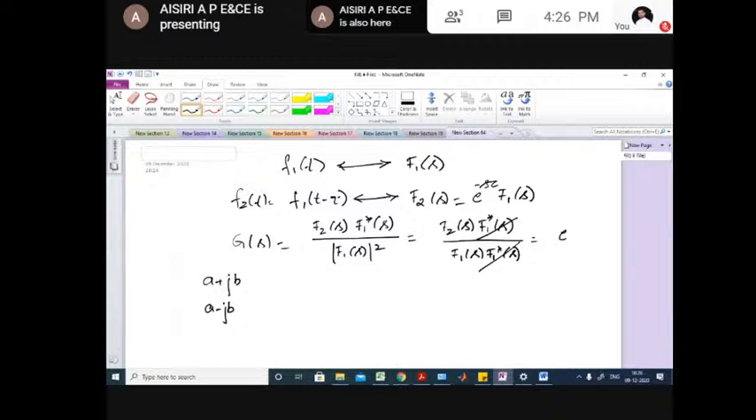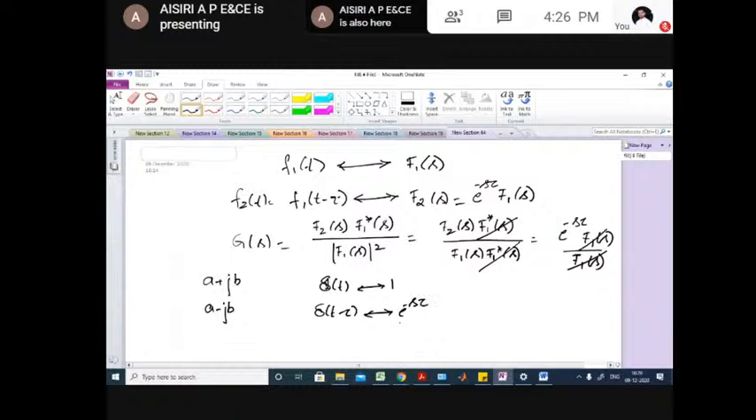But what is f2 of s? It is e power minus s tau into f1 of s, divided by f1 of s. f1 of s gets cancelled, leaving e power minus s tau. Now the problem has reduced to something so simple: we have to take the inverse Laplace transform of e power minus s tau. Let me tell you the formula. The Laplace transform of delta of t is 1, whereas the Laplace transform of delta of t minus tau is e power minus s tau. So the inverse Laplace of e power minus s tau is delta of t minus tau, and hence the inverse Laplace transform of g of s is delta of t minus tau, the delayed impulse.